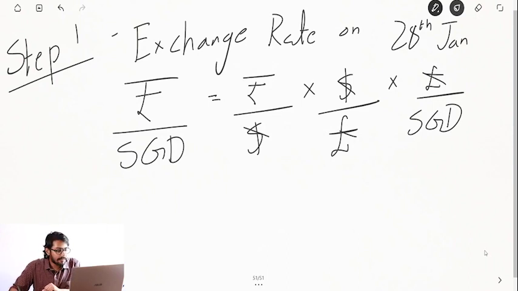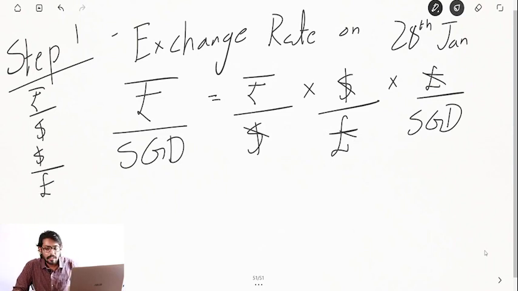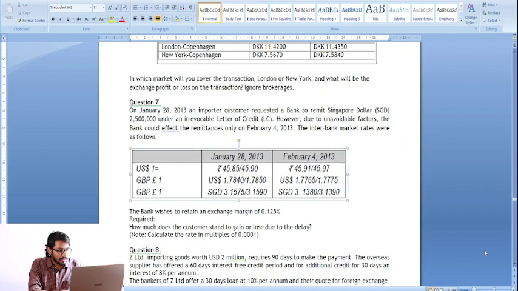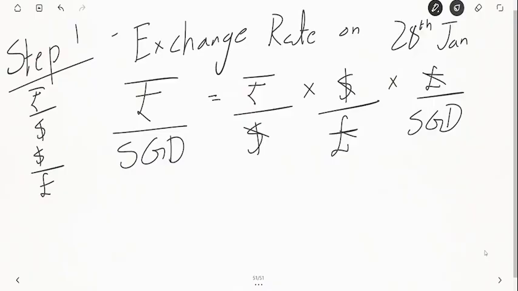In the question, they have given $1 is so many rupee, that is rupee by dollar. They have also given 1 pound is so many dollars, or in other words, dollar by pound is given. They have also given 1 pound is so many Singapore dollars, that is Singapore dollars by pound. These are the currencies given.